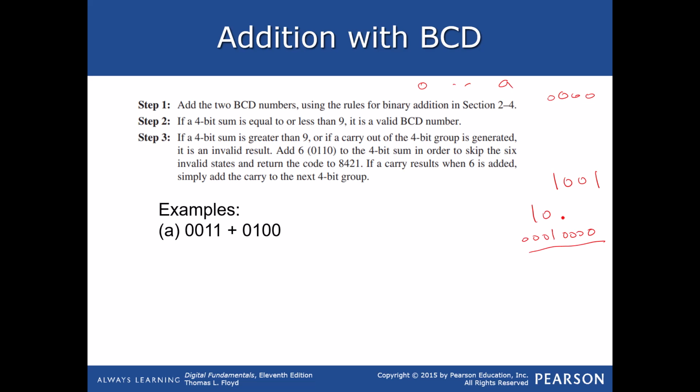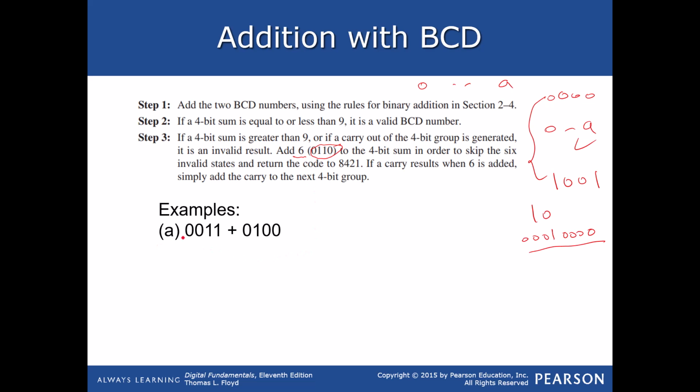Because of this, we're going to have some complication. Sometimes when we add, as long as the result is within the range between 0 and 9, it's fine. But if we exceed it, then we need to do something else. We need to correct the result. What we need to do is add 6. 6 in binary is 0, 1, 1, 0.